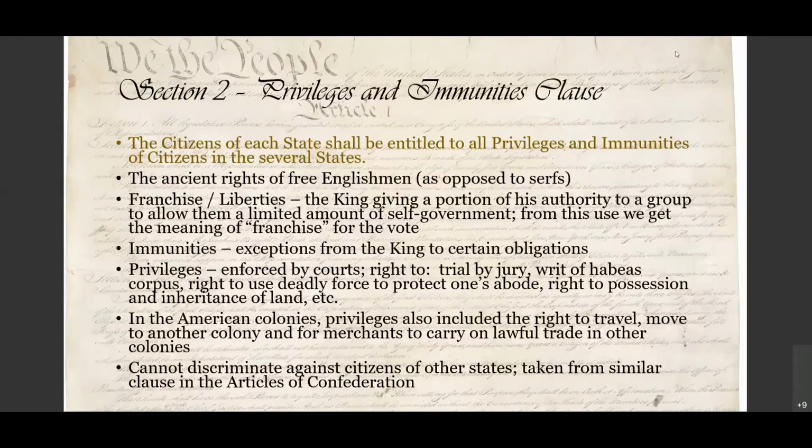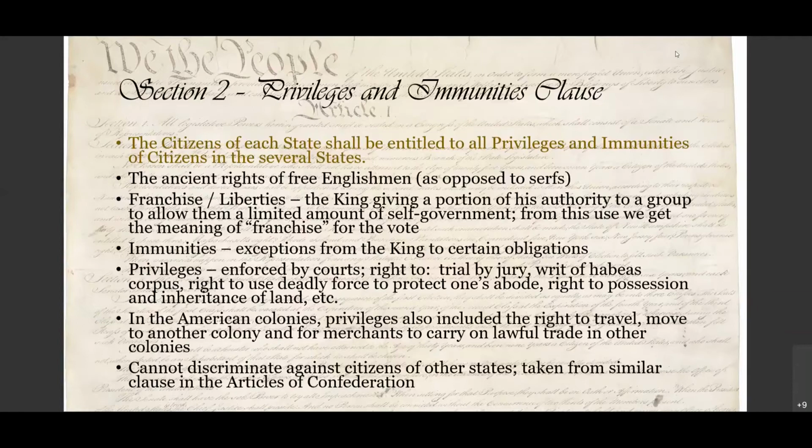Section 2 continues with the Privileges and Immunities Clause, which states, the citizens of each state shall be entitled to all privileges and immunities of citizens in the several states. Now, this is fairly short and on the surface maybe doesn't seem to say much, but actually there's a lot packed into this that we might not recognize.